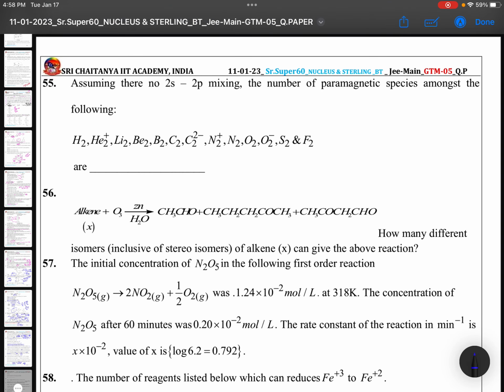Assuming there is no 2s2p mixing, that means you need to write like oxygen. The number of paramagnetic species among the following. If they are asking from the 2s2p mixing point of view, now 2s2p mixing is not there, means we need to write like oxygen type. In that, H2 will be diamagnetic, He2 plus obviously paramagnetic, lithium 2 diamagnetic only, beryllium 2 diamagnetic only, boron 2.